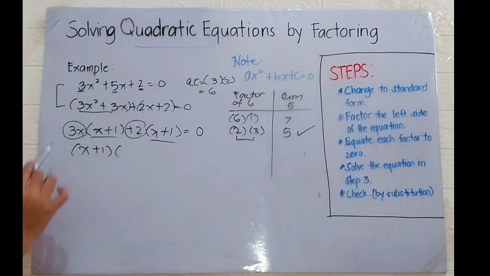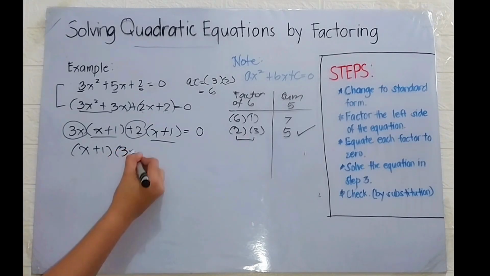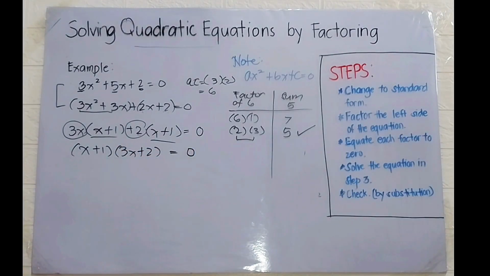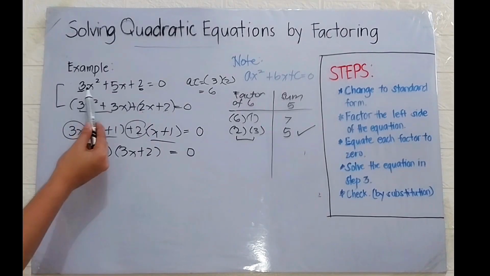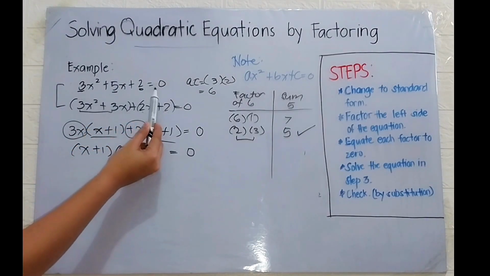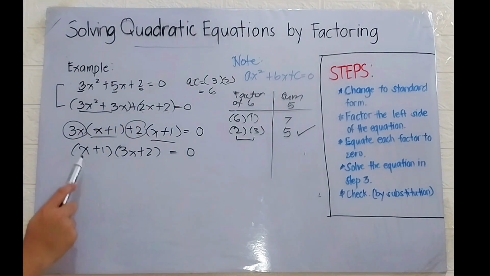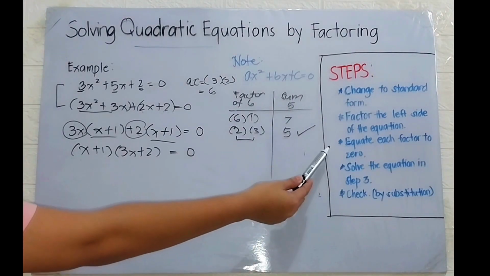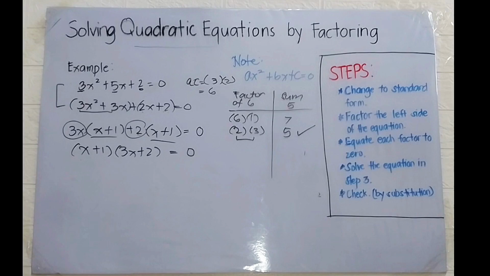What is the GCMF? 3x plus 2 is equals to 0. Therefore, the factor of 3x squared plus 5x plus 2 is equals to 0 is simply x plus 1 times 3x plus 2 equals to 0. Understood? So, we're done by factoring the left side of the equation. Let's now proceed to equate each factor to 0.